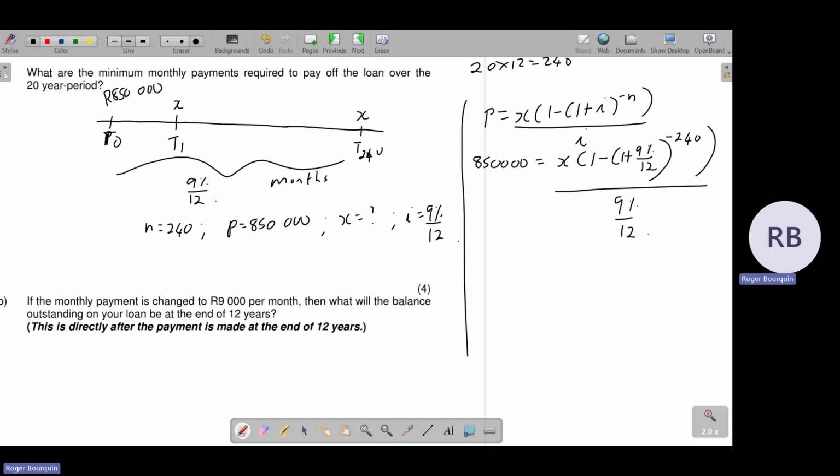Did somebody work it out? Yes. So you'd go 850,000 times 9% over 12, divided by this whole thing over here. What did you get for X? 7,647.67. Did everyone get that? So you have to just trust me. Are we happy with that, guys?